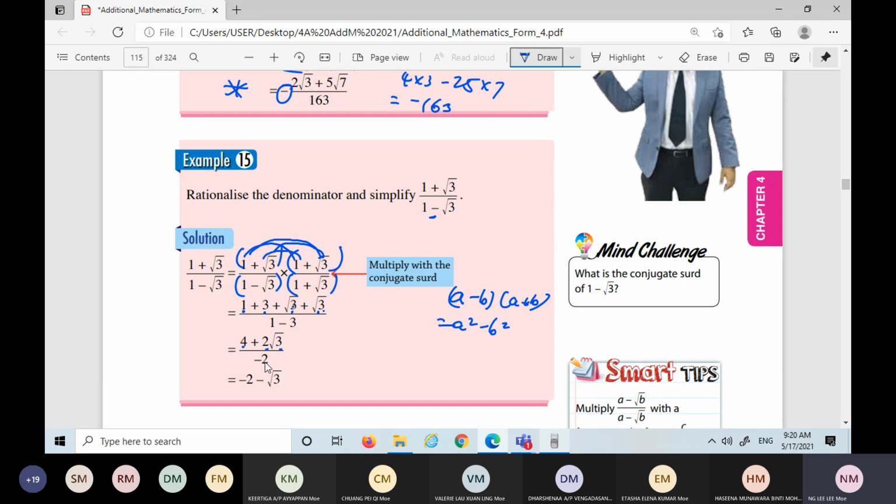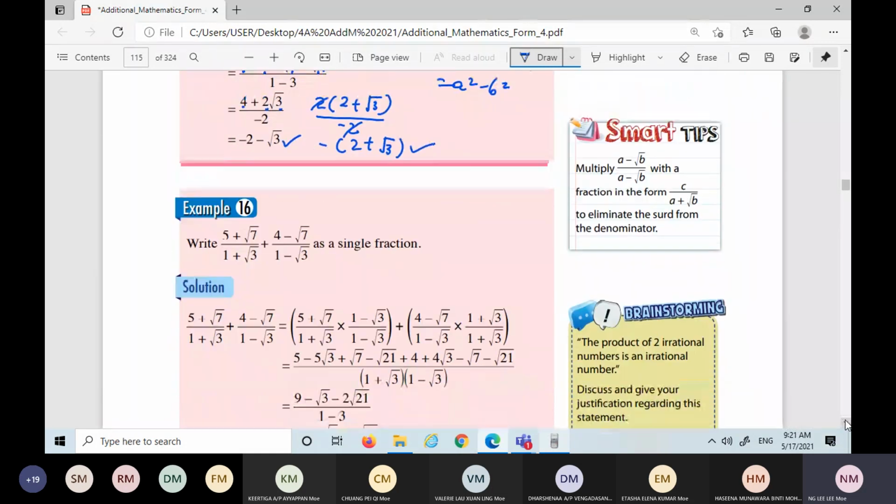Then how to simplify this? You can factor out. You don't just cancel one of the two. No, you have to factor out. So the balance is 2, and then square root 3, and then negative 2. Now only you can simplify. So your answer is negative 2 square root 3. You can leave your answer this way. You can multiply in the negative also. Either one.